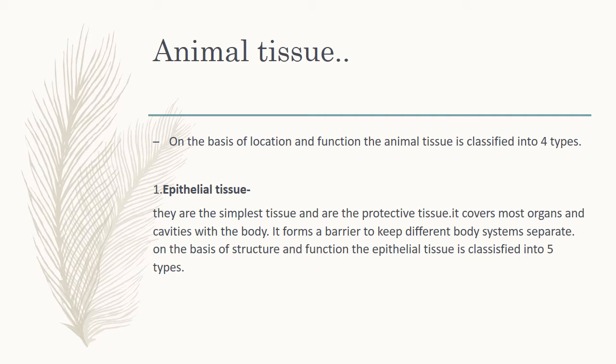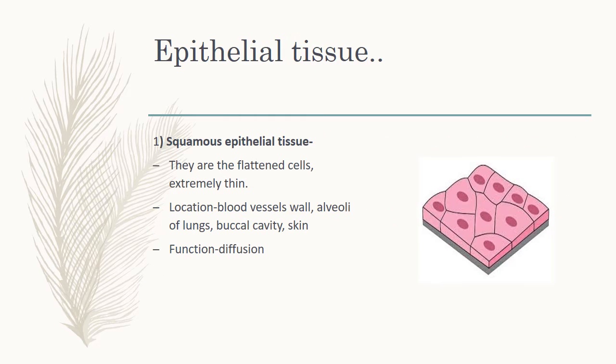On the basis of structure and function, the epithelial tissue is classified into five types. They are: the first one is squamous epithelial tissue. They are flattened cells that are extremely thin. They are found in blood vessel walls, alveoli of lungs, buccal cavity, and skin. Their main function is diffusion.